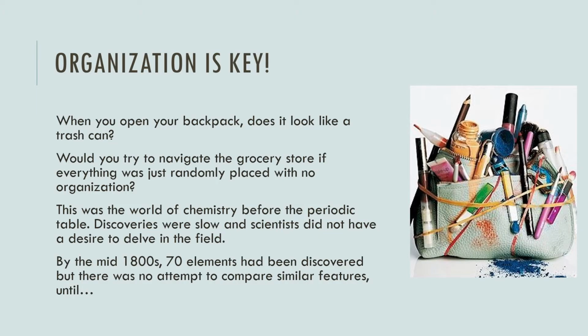Organization is key. When you open your backpack, does it look like a trash can? Would you try to navigate the grocery store if everything was just randomly placed with no organization? This was the world of chemistry before the periodic table. Discoveries were slow, and scientists did not have a desire to delve in the field. By the mid-1800s, 70 elements had been discovered, but there was no attempt to compare similar features.